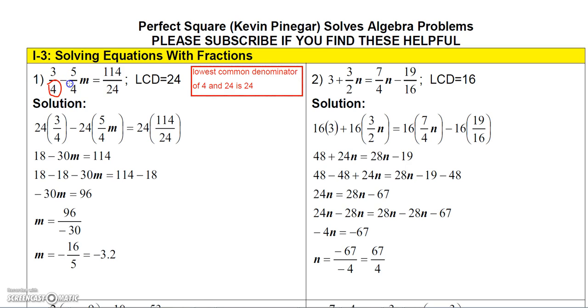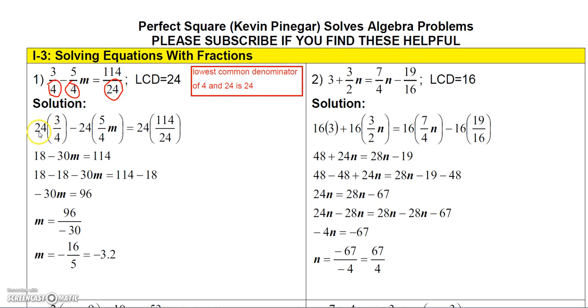So notice here I have 4, I have 4, and I have 24. So I need to get the smallest number that all three of these will go into. So that's called the lowest common denominator, LCD for short. Now the lowest common denominator for 4 and 24 is actually 24, because 4 will go into 24 and 24 will go into 24, and 24 is the smallest number that both those numbers will go into. So now I need to multiply each term by the LCD 24.